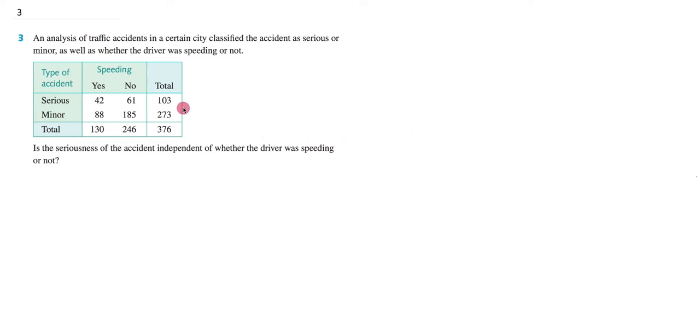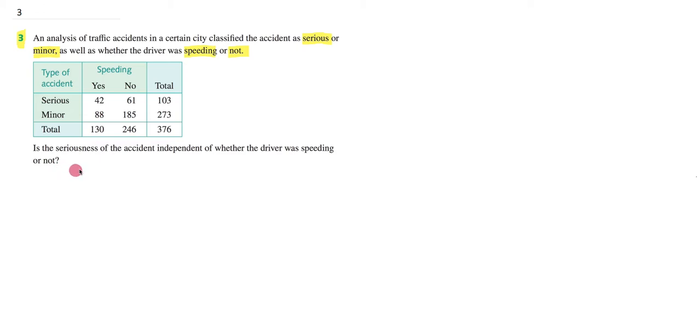So we're in exercise 9G, and in this video we're going to go through the answer to question 3. An analysis of traffic accidents in a certain city classified the accident as serious or minor, as well as whether the driver was speeding or not. So here we have our table. It's broken down into whether or not they're speeding or not speeding, and whether the accident is serious or minor. The question then reads, is the seriousness of the accident independent of whether the driver was speeding or not?